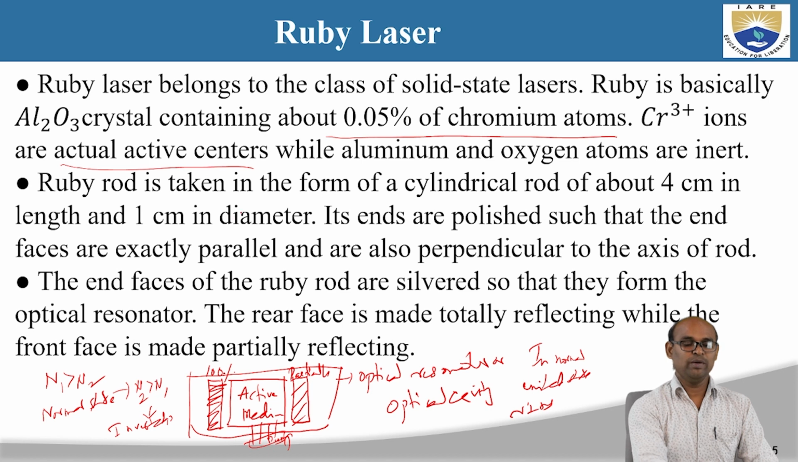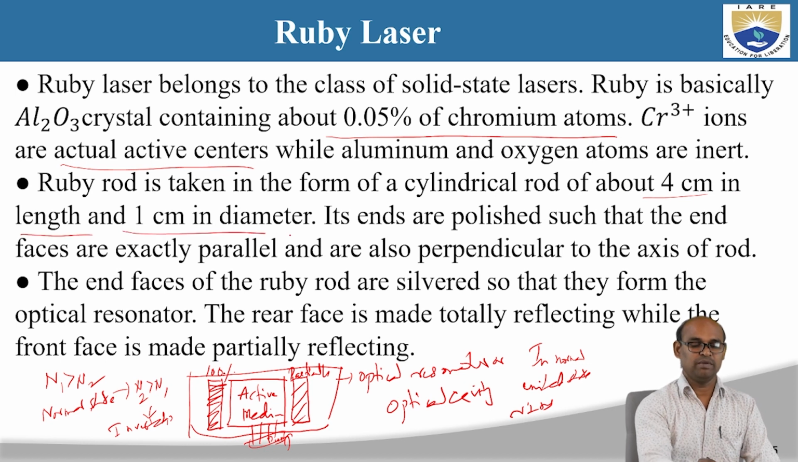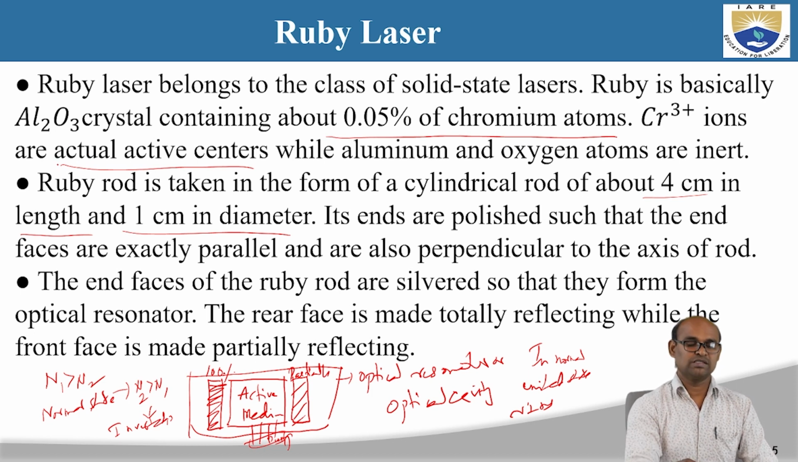The ruby rod is taken in the form of a cylindrical rod about 4 centimeters in length and 1 centimeter in diameter. So this Al2O3 ruby crystal is taken in the form of a rod. Its ends are polished such that the end faces are exactly parallel and also perpendicular to the axis of the rod. We polish the end faces so that we obtain an optical resonator.